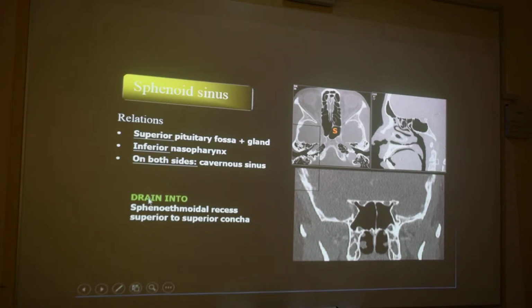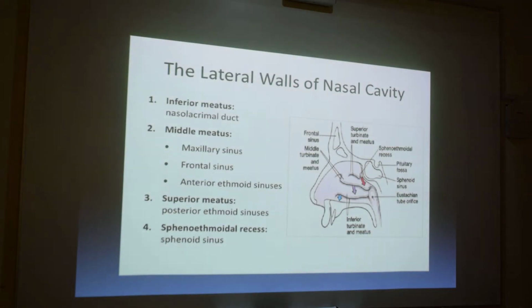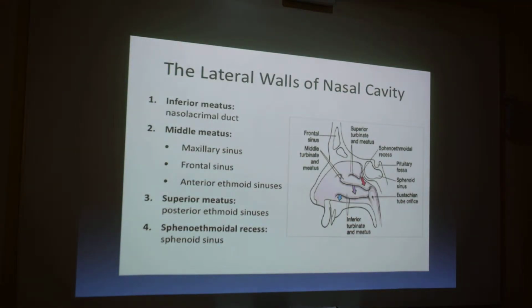Okay, the sphenoid sinus drains into the sphenoethmoid recess, superior to the superior concha. The concha are the structures which divide the nasal cavity into upper, middle and lower parts. For the one who asked for repetition, the inferior meatus is the only structure separate from the others. The nasolacrimal duct is the lowest draining part and it drains into the inferior meatus.